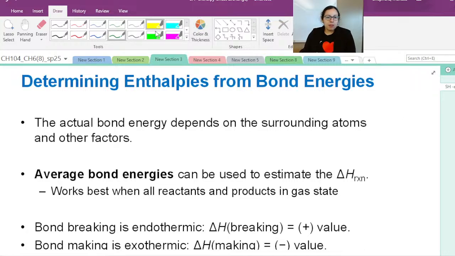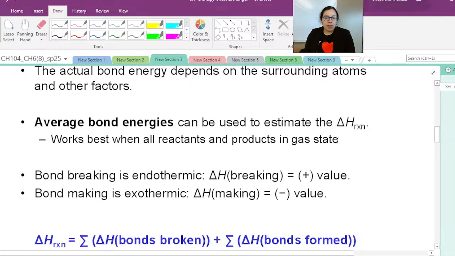So obviously the actual bond energy may vary, but again, we'll just use our average bond energy to get our estimated change in enthalpy. Of course, it's going to work the best when the reactants are in the same state they were when calculated. That makes sense, but we won't worry about it too much for our class.